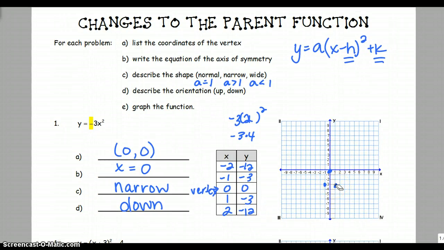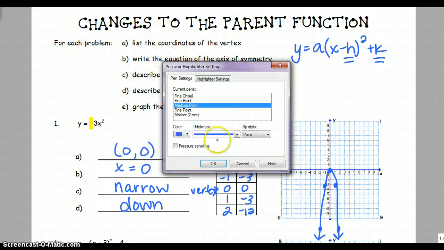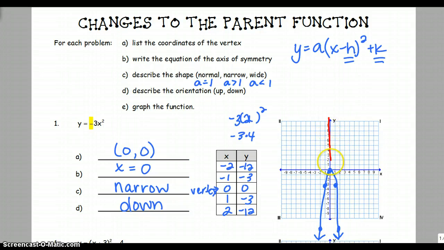We would graph at this point our points, and we would say negative 2, negative 12, negative 1, negative 3, 0, 0, 1, negative 3, and 2, negative 12, and graph from there. If you take a look, our vertex is at 0, 0, and that shows at the graph. Our axis of symmetry, if we were to draw a line, excuse my pen, if we were to draw a line directly down at x equals 0, it would cut that graph in half evenly. It is narrow, so it's very skinny, and it's facing down.